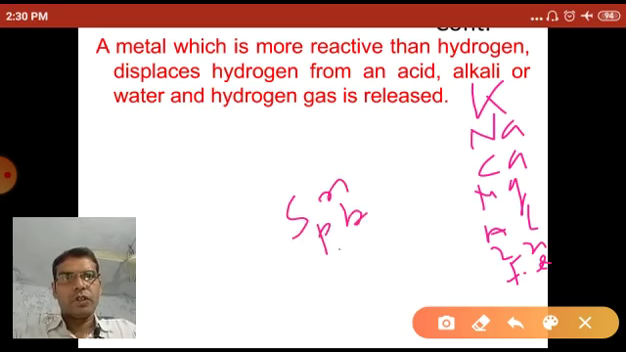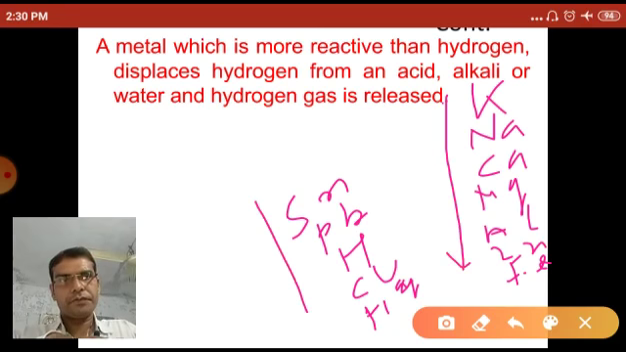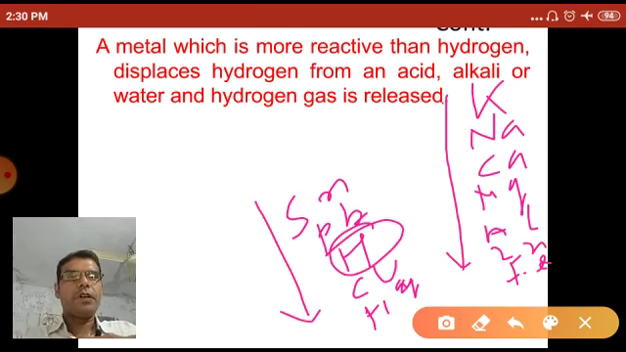Then hydrogen, then copper, then mercury, then silver, then gold and platinum. So when we move from top to bottom in this activity series, the activity of the metals decreases. So the elements potassium, sodium, calcium, magnesium, aluminum, zinc, iron, tin, lead all have positions above hydrogen, while copper, mercury, silver and gold have positions below hydrogen.